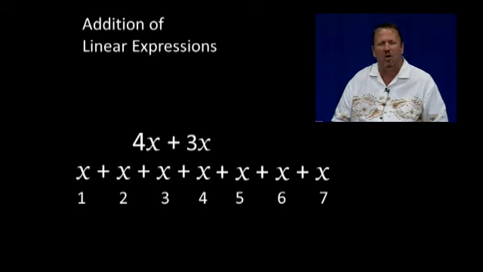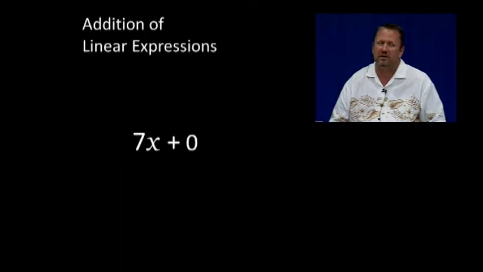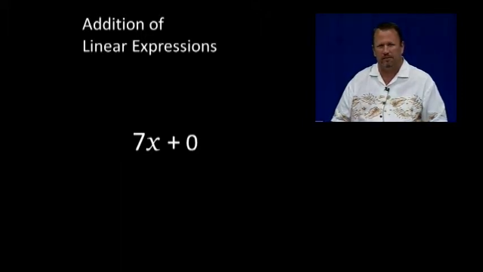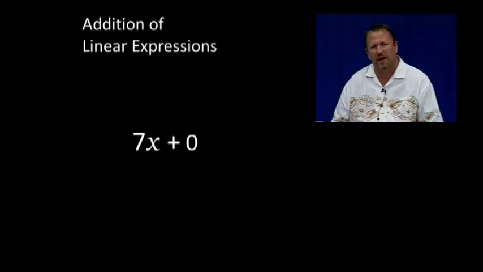So we can add the coefficients of the variable together. 4x plus 3x is equal to 7x. And notice, that's the same as 7x plus 0. So remember, when we add or subtract the coefficients of x together, the constants do not change.